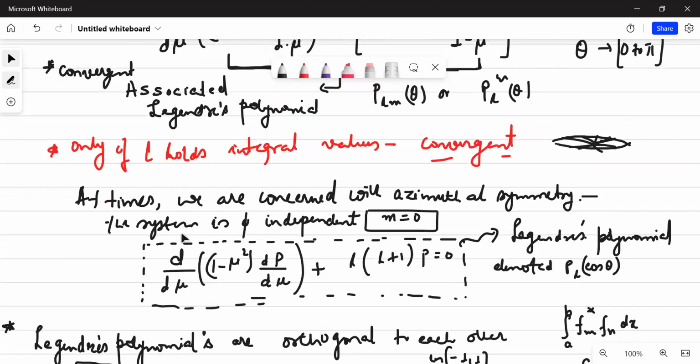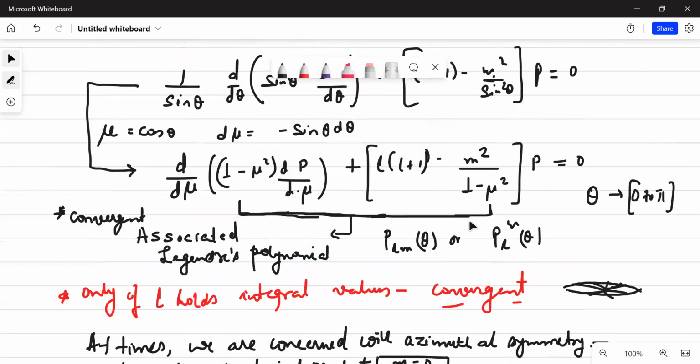And in the more general case, if I don't take azimuthal symmetry, then this particular general case would appear. These are called your associated Legendre polynomials. So this differential equation when solved gives you something called associated Legendre polynomials.